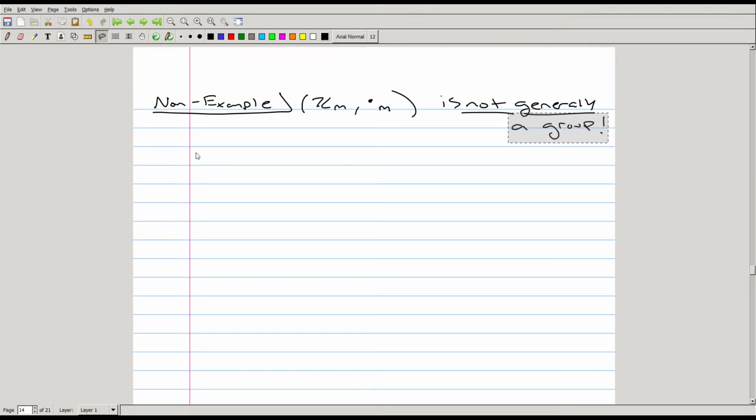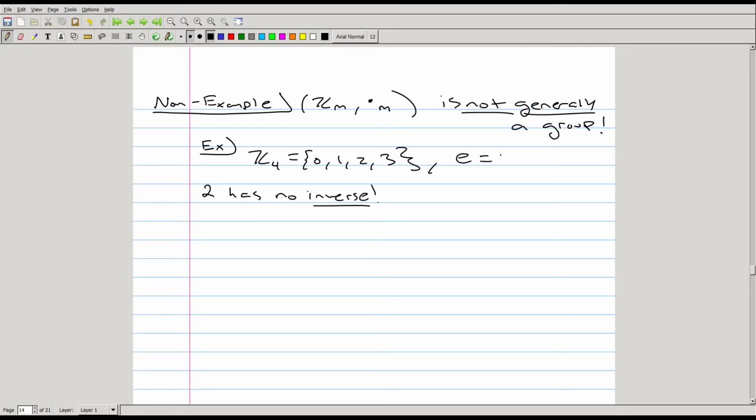And this might surprise you, because I'll give you an example of this. We take Z4, which is the set 0, 1, 2, 3. The element 2 has no inverse. The identity element of this group clearly is going to be the element 1.